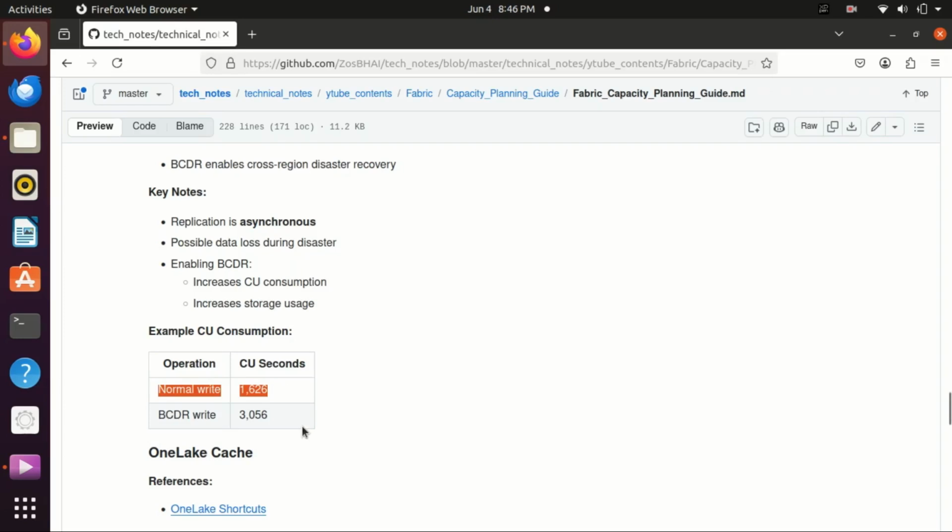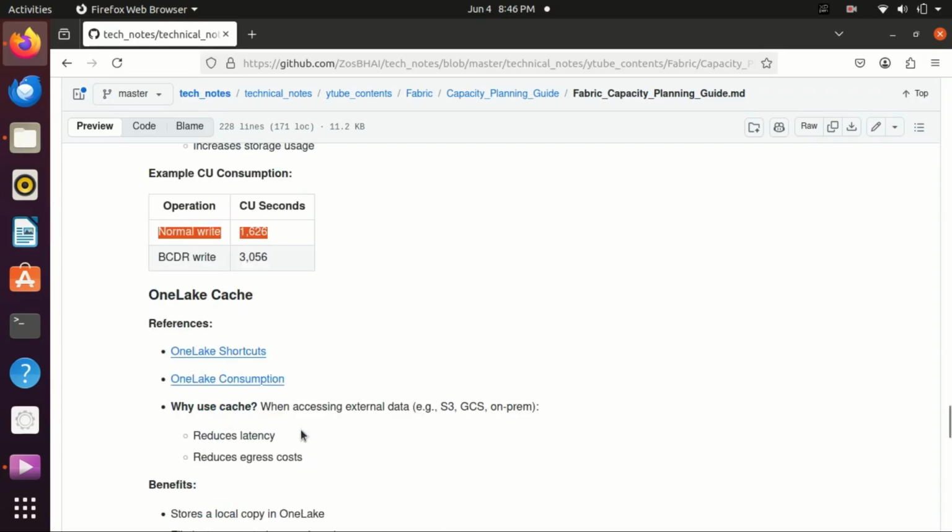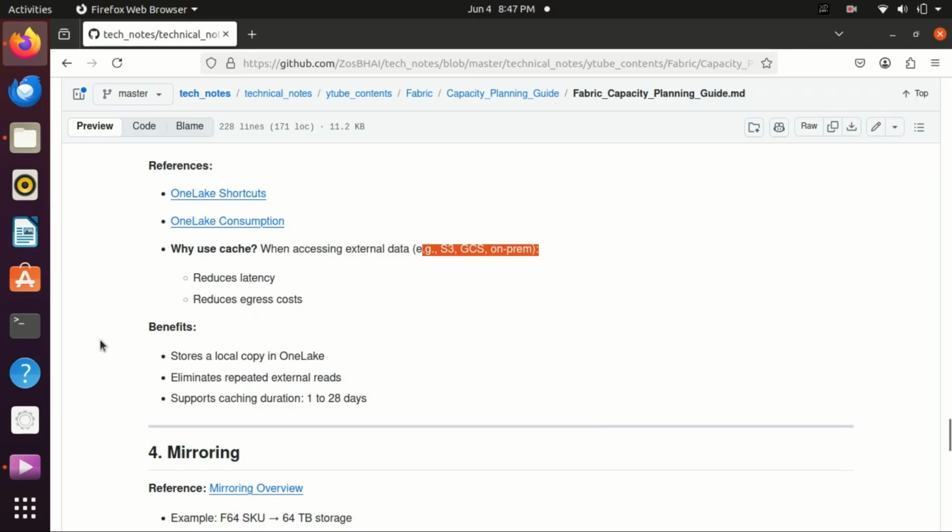Now coming to OneLake, there is another aspect, which is OneLake cache. OneLake caching is mainly useful when accessing external data stores such as Amazon S3, Google Cloud Storage, or some other on-premise system. The purpose is simple: to reduce the latency, reduce the repeated external reads, and reduce the egress cost. As a part of caching, Fabric stores a local copy inside OneLake, and the duration for this cache is from 1 to 28 days.